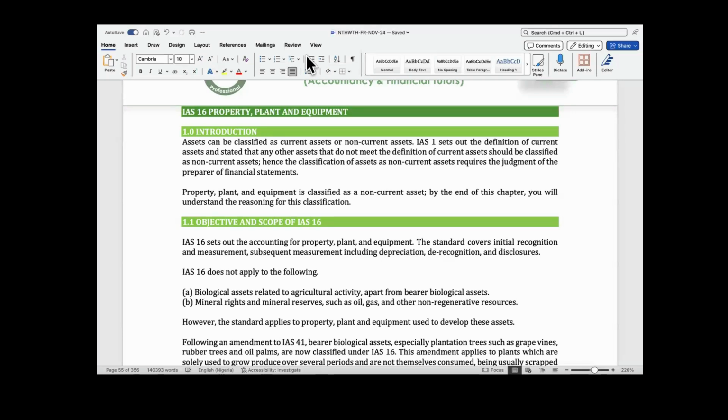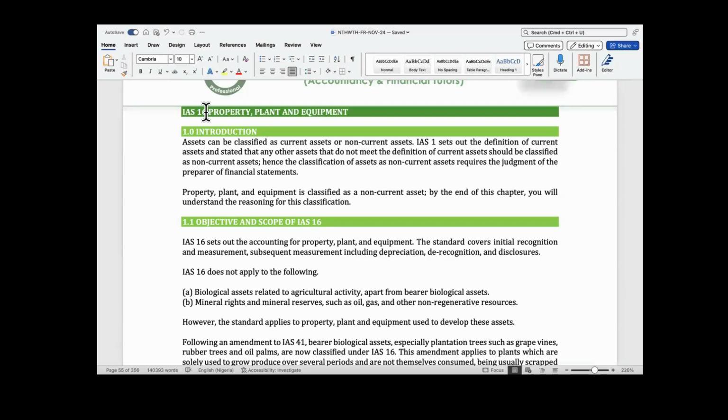So today, the item we are picking is called property, plant, and equipment. And this item is governed by a standard called IAS 16. IAS 16 relates to property, plant, and equipment.